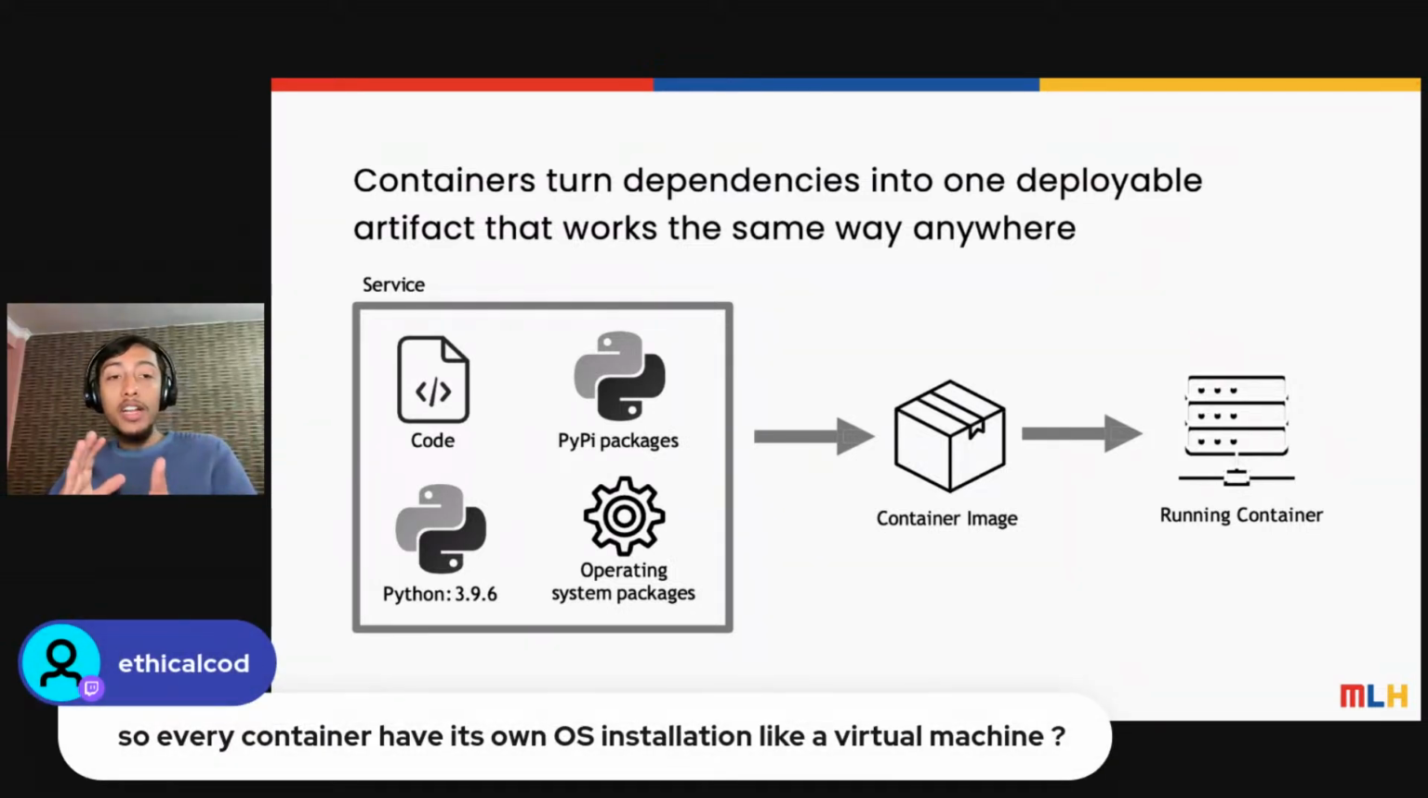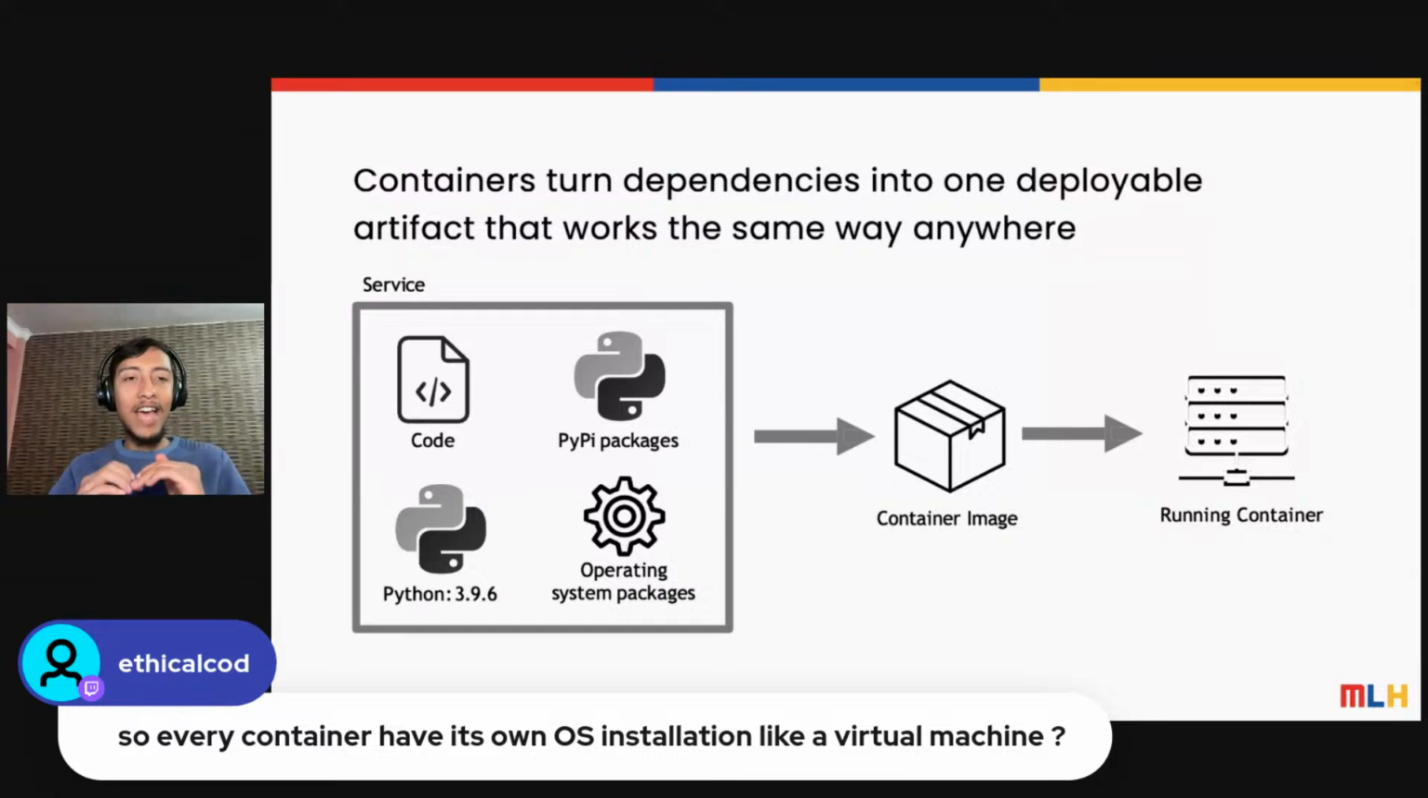So, does every Docker container have its own installation like a virtual machine? I would say yes and no. But the one thing that is for sure is that if you just have Docker on your machine and you have the image, it will always run. There is a difference between a virtual machine and a container.